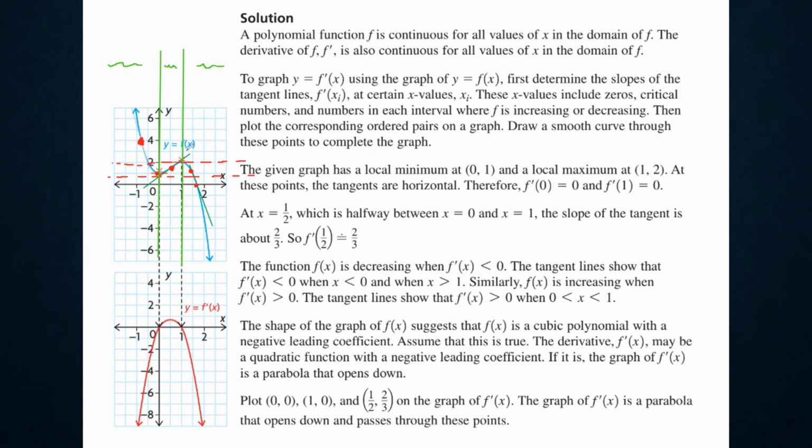Then plot the corresponding ordered pairs on a graph. Draw a smooth curve through these points to complete the graph. The given graph has a local minimum at (0, 1). So x equals 0, y equals 1. This is the point.